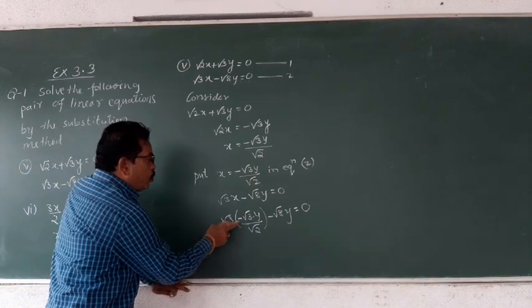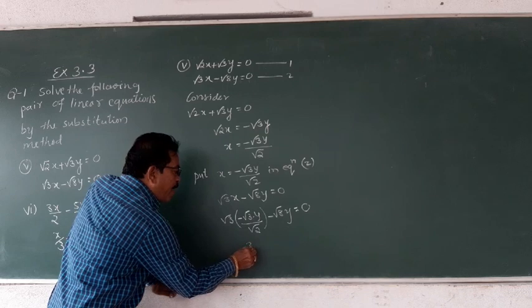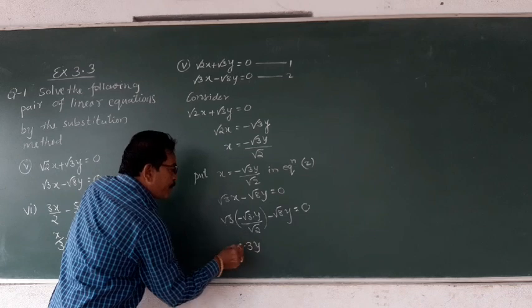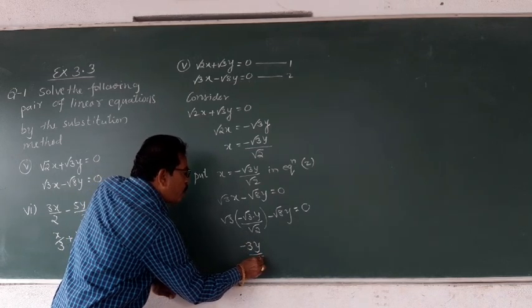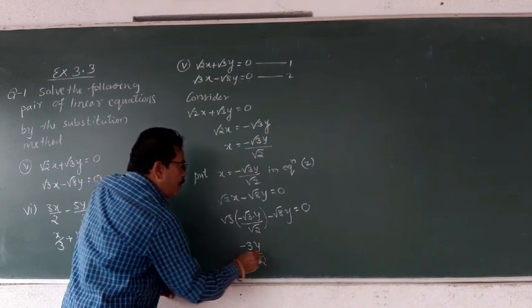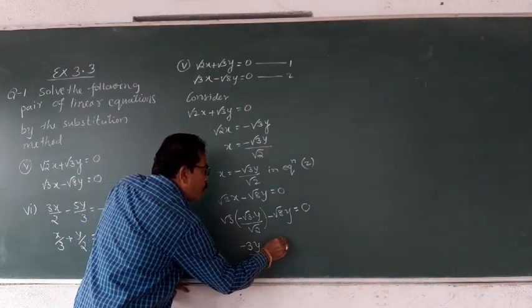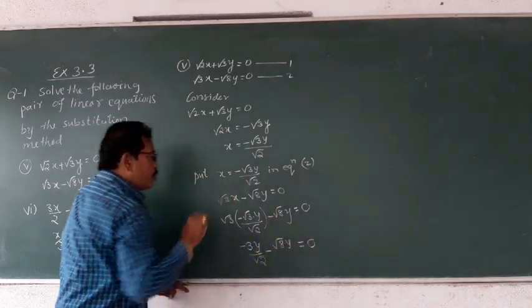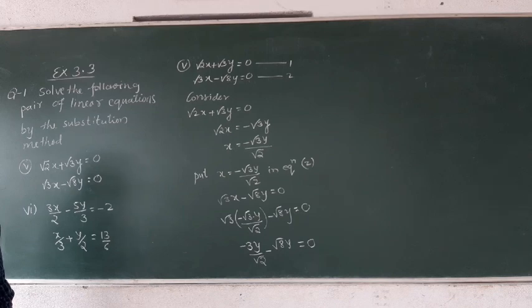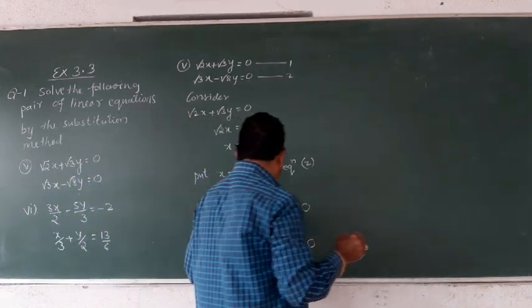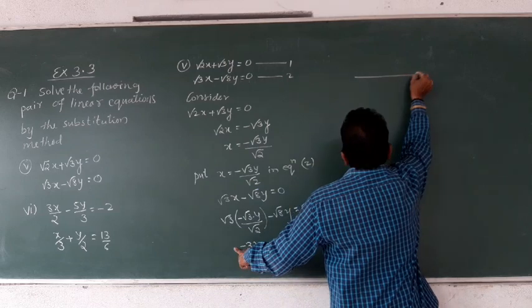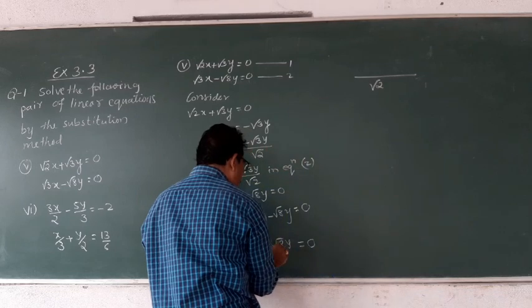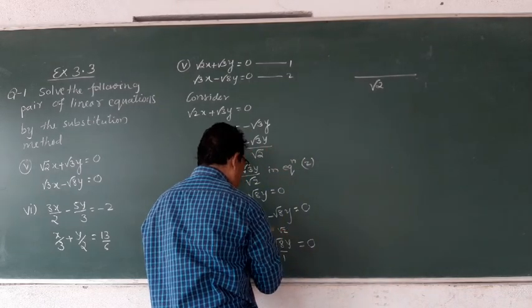Root 3 into root 3 is 3, that is minus 3y divided by root 2, minus root 8 y equals 0. Then take the LCM, root 2. Root 2 times 1 is root 2.